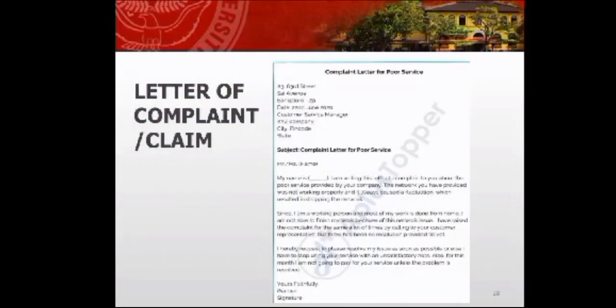Letter of complaint or claim. So ito ay isang persuasive letter sent by a customer to a business or agency to identify a problem with a product or a service, and can also be referred to as a letter of complaint.